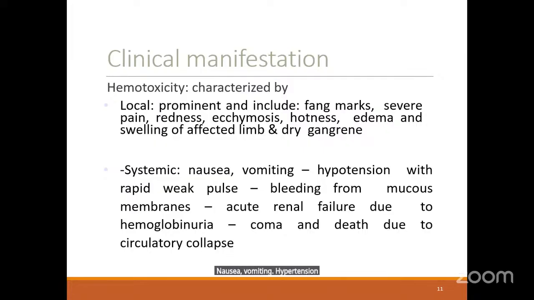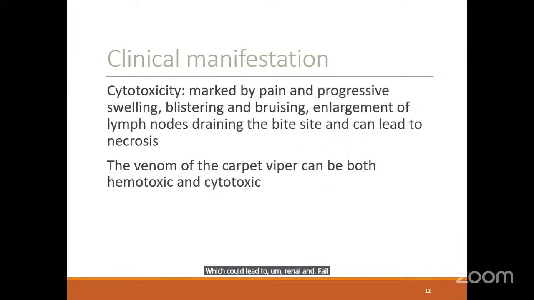Now, the systemic effects include nausea, vomiting, hypotension. You could have hemoglobinuria, which could lead to renal failure. Then cytotoxicity is another clinical manifestation.